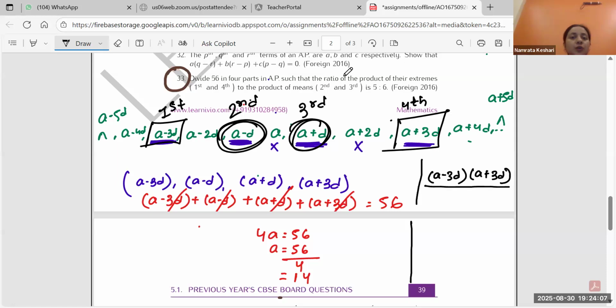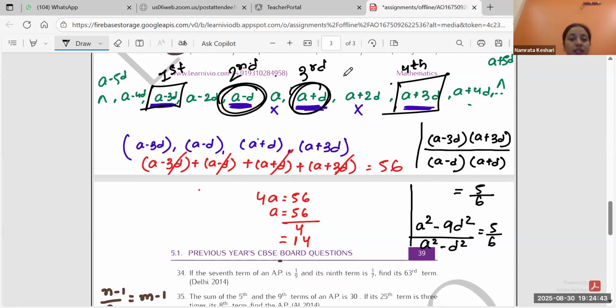A formula is there to help you for multiplying these two. In the denominator, you are having A minus D and A plus D. See, you don't even have to use the distributive property one by one. You can use the formula over here. That is equal to 5 is to 6. When you do the multiplication, you will get A square minus 3D whole square, that means 9D square, and the denominator will be A square minus D square. That is 5 by 6.